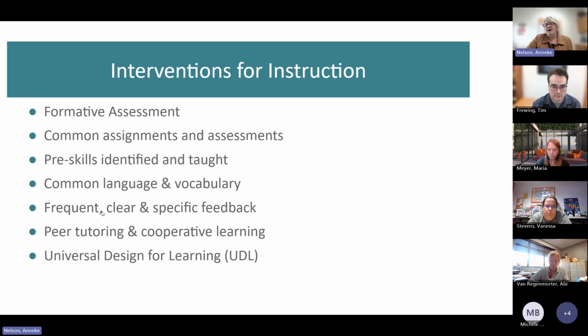Some other interventions is really focusing on universal design for learning, which we'll talk a little bit later. I'll explain a little bit more about that. But that's really ensuring that there's differentiation, or different ways for students to learn, so that it provides different avenues rather than a singular avenue for students to learn. We're incorporating different things to help students learn new skills.